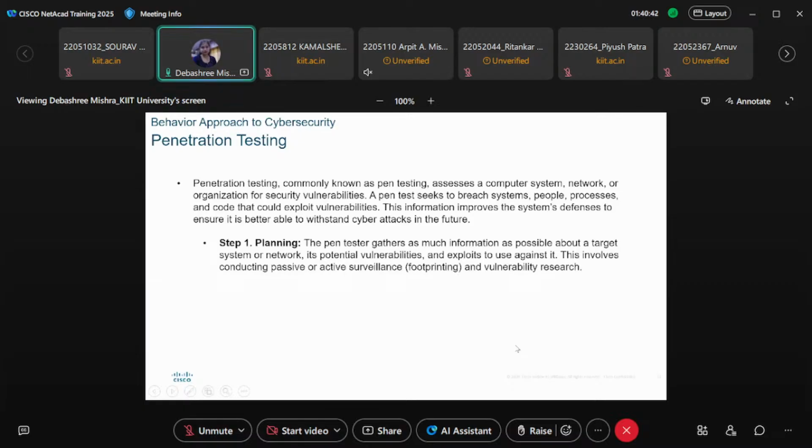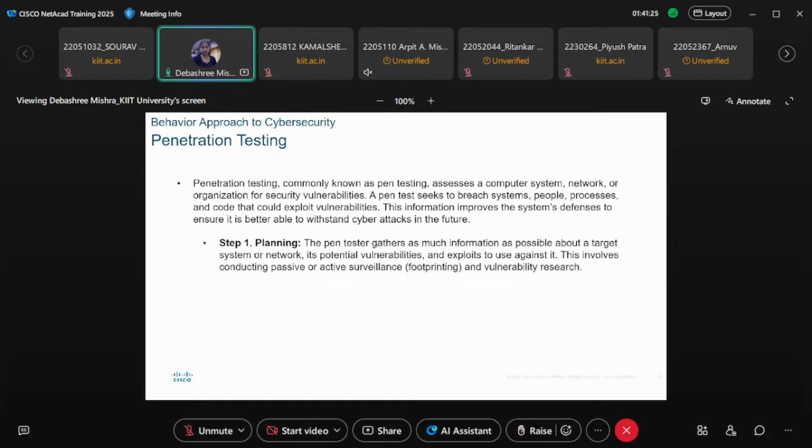The next is your penetration testing. Penetration testing is also known as pen testing, or assessments, of a computer, a network or an organization, used to find security vulnerabilities. So what does a pen test do? It is one type of breach simulation where the people, the processes, the code in the company could exploit a vulnerability. The system defenses are tested to ensure they are able to withstand a cyber attack in future.